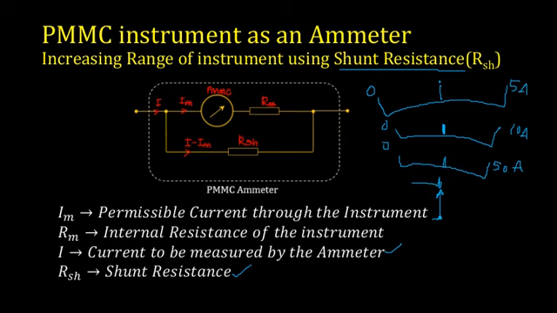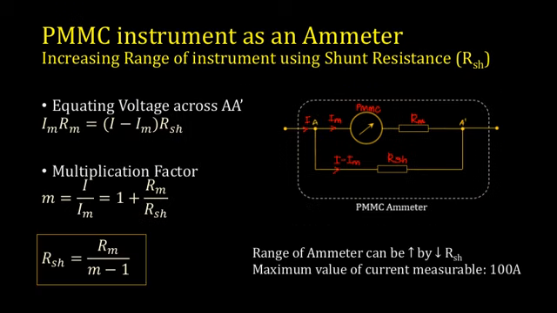Now how will you find out the range of this particular instrument? It's very simple. You are equating the voltage across these two points, A and A dash. That is the simplest method to do it. So that is IM into RM. IM is the current flowing through this branch, so IM into RM will be equal to I minus IM into RSH. When you equate that, you can solve for RSH, because you know the value of IM, the current through the meter, you know the internal resistance of the meter, and you are also given the current that is to be measured by the instrument. So RSH is the only unknown quantity, so you can easily find RSH.